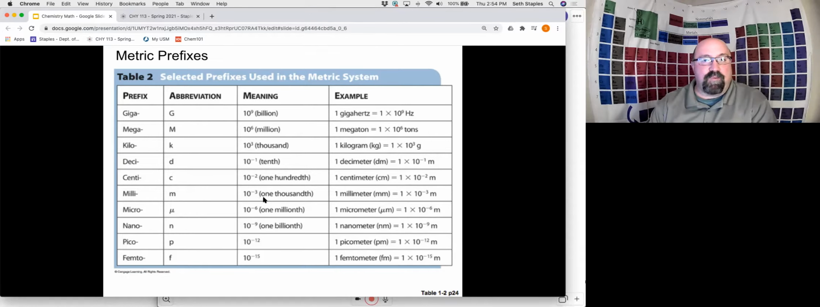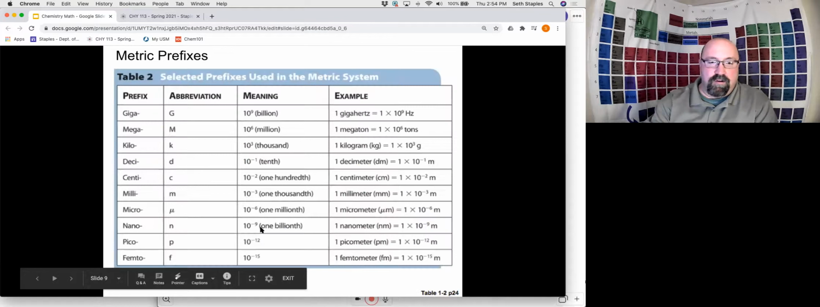A milli is 1/1000th, so a millimeter is 1/1000th of a meter. A millisecond would be 1/1000th of a second, and so forth. Micro is 1/1,000,000th of something, so a micrometer is 10 to the negative 6th, or 1/1,000,000th of a meter, and so forth. A nanometer is 1/1,000,000,000th of a meter, 1 times 10 to the negative 9th.